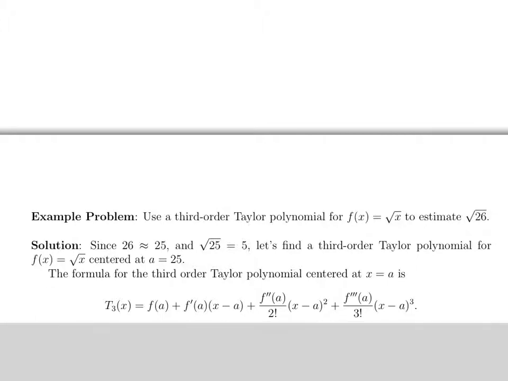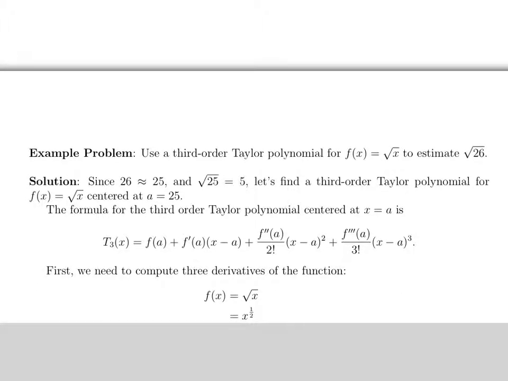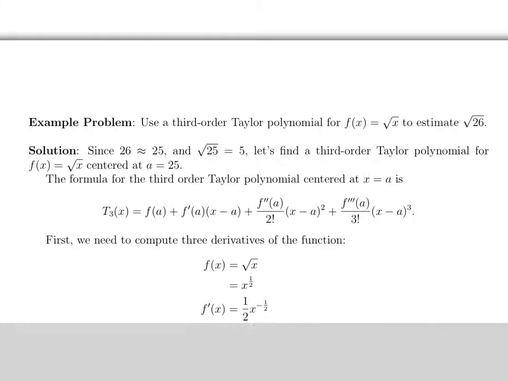So what we're going to do now is we're going to compute three derivatives of this function. Okay, so we start off with square root of x. We want to think of that as x to the 1/2. First derivative is 1/2 x to the minus 1/2, so we bring the power down, subtract 1 from the power.